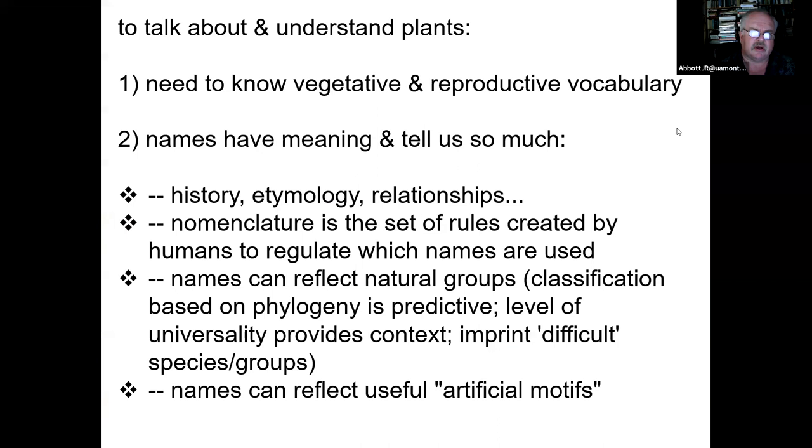In order to talk about these plants in general here, not only do we need to know that vegetative and reproductive vocabulary, if you want to then go ahead and add the extra layer of understanding the names themselves, it's about history, etymology. It tells us about the relationships, the phylogeny, right? And then we have these nomenclatural rules, these set of rules that we've made up here, right? And the names themselves, if you're talking about biological groups, should reflect natural patterns, right? We can, of course, use artificial motifs as well if the goal is just practical identification.